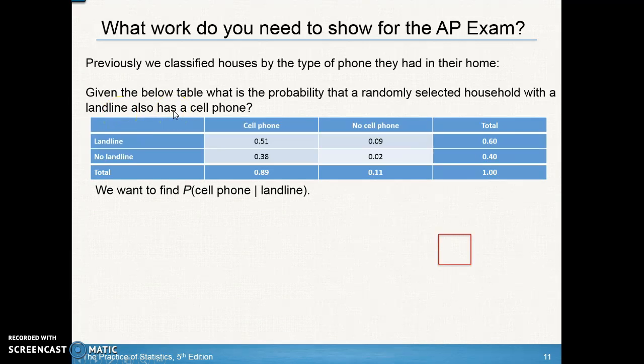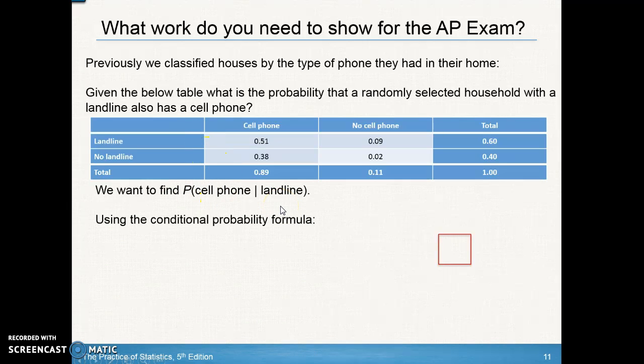Also has a cell phone. That was just, we're going to be coming back to that later. So we're finding the probability that they have a cell phone given that they had a landline. And just notice in the question, it doesn't say given that they have a landline. You have to really think about what you're given first. What's the probability that a randomly selected household with a landline, since it says with a landline, that's kind of our key statement, and knowing that that's what your given portion is, also has a cell phone.